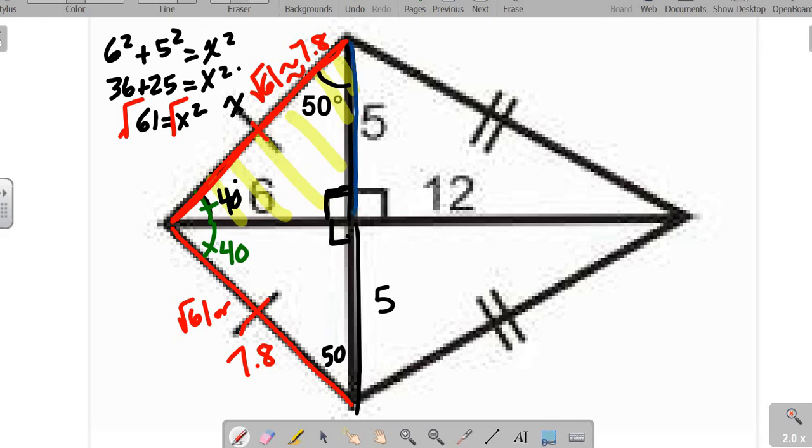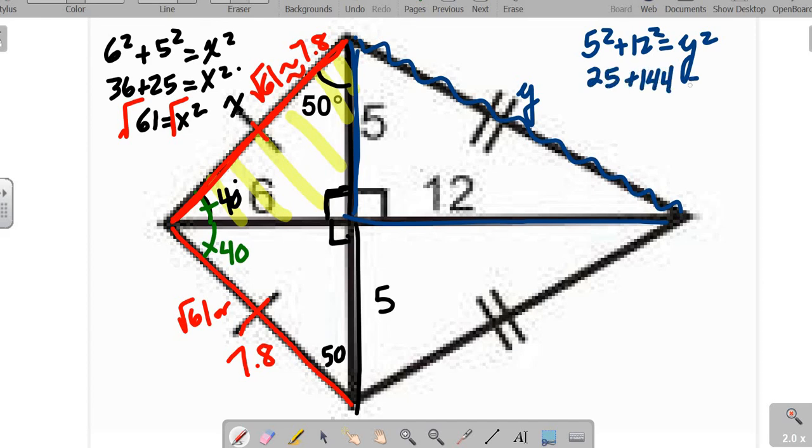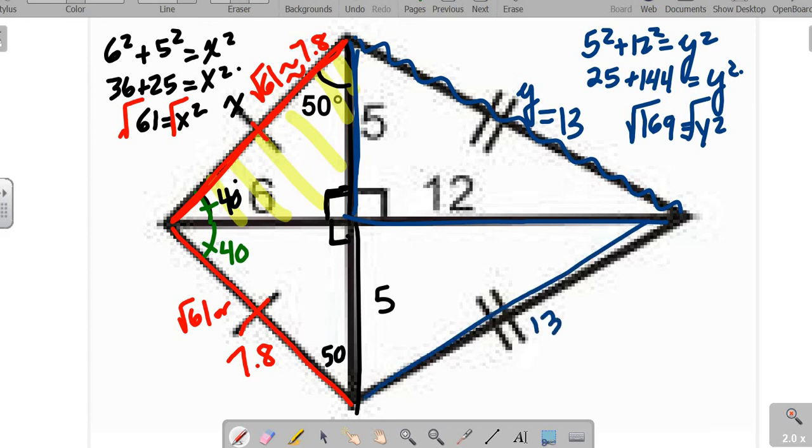Okay, left side of the triangle, we have found pretty much everything we can. So let's come over here to the right. If this is 5, we have that's 5. And now we're going to find blue squiggle. Call this Y. Of course, you get 13. That's 13. This is 13.